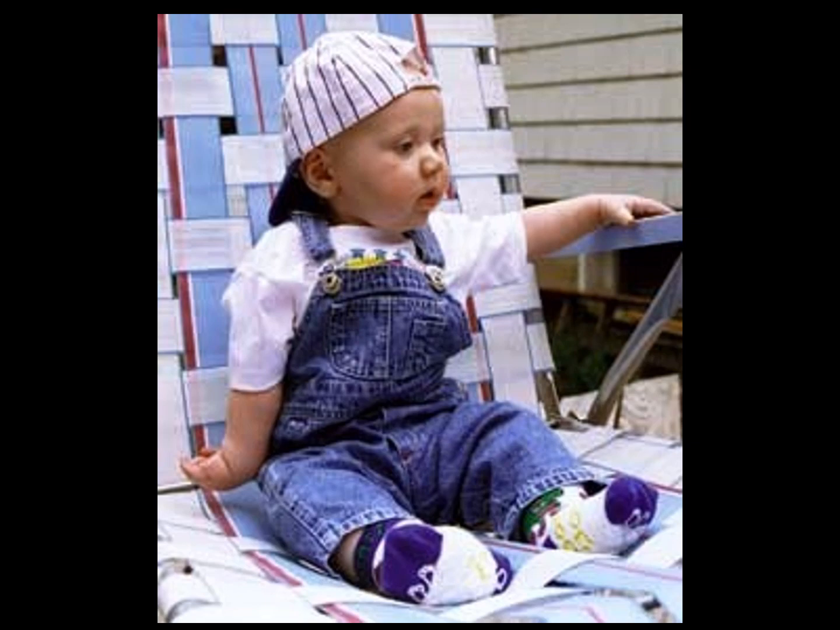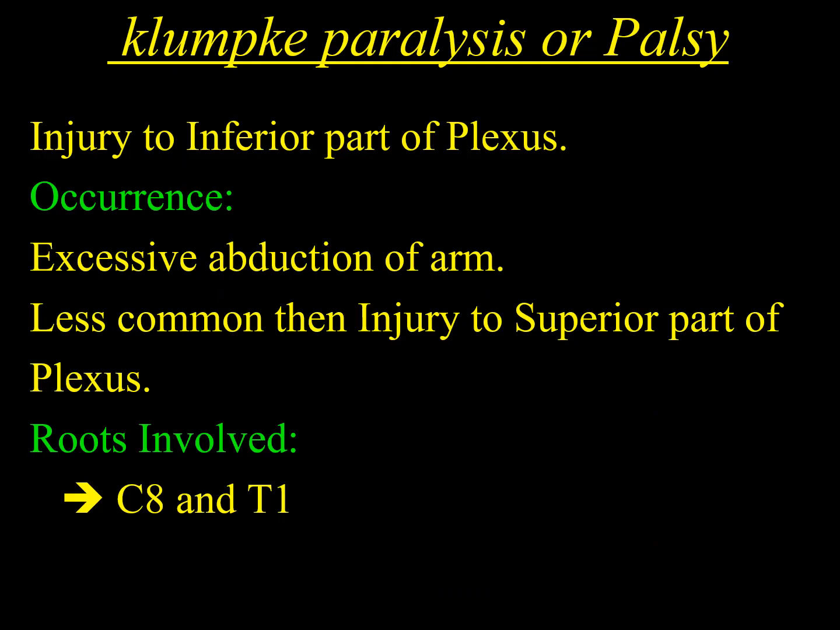The second palsy of the brachial plexus, or second type of injury, is known as Klumpke's paralysis or palsy. This occurs to the inferior part of the brachial plexus, that is C8 and T1. So these roots are involved. So Klumpke's paralysis occurs to the inferior part of the plexus, and why does it occur? Because of extensive or excessive abduction of the arm. It is less common than injury to the superior part of the brachial plexus. So we compare both the injuries. Erb's palsy is common as compared to Klumpke's paralysis, but if there is excessive abduction of the arm, it can occur at C8 and T1.